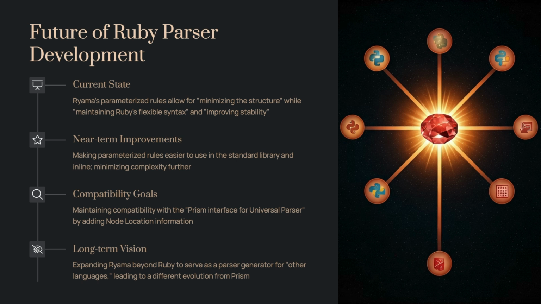Couldn't agree more. So maybe here's a final thought for you, the listener, to chew on. How does the fundamental structure of other programming languages you use, think about their syntax rules, influence how flexible or rigid they feel compared to Ruby? Ooh, good question. Or maybe just consider this: how acknowledging and actively managing deep inherent complexity, like we saw here with Ruby's parser and the evolution towards tools like Ryama with parameterizing rules, is a universal challenge anytime you're trying to build any kind of robust, powerful, yet usable system.